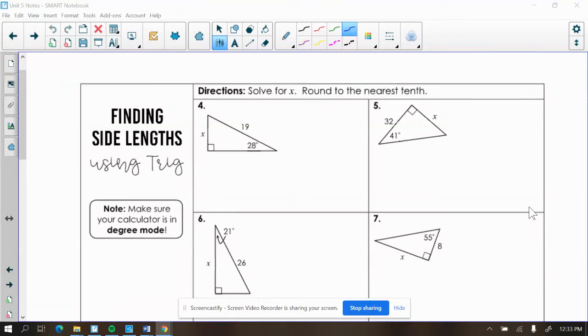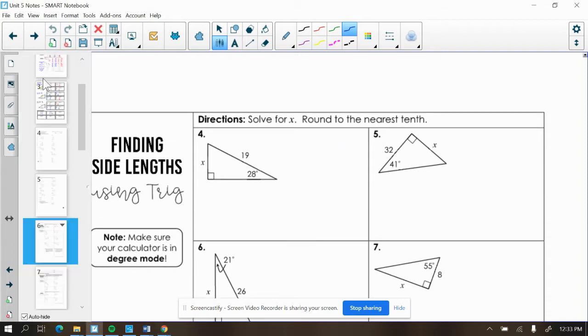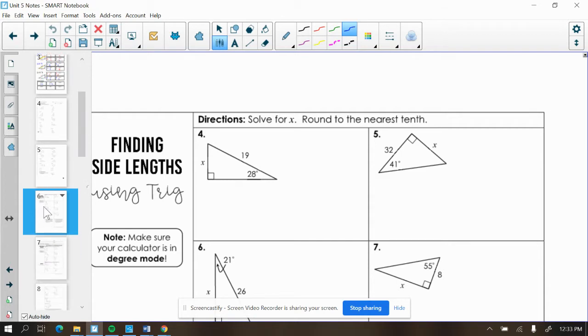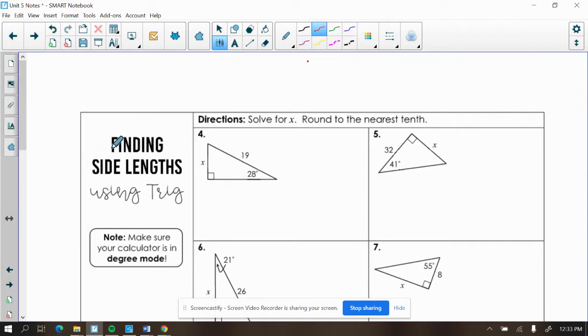Good morning. So what we are going to do today, if you turn to, what page is this? Page 6 then, if you're using the packet. Otherwise, just go ahead and take notes in your notebook. We are going to start looking at finding side lengths and finding angles in triangles by using those trig functions.